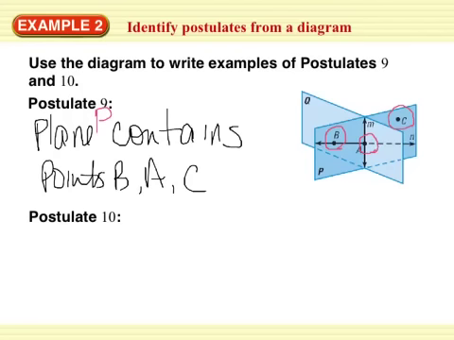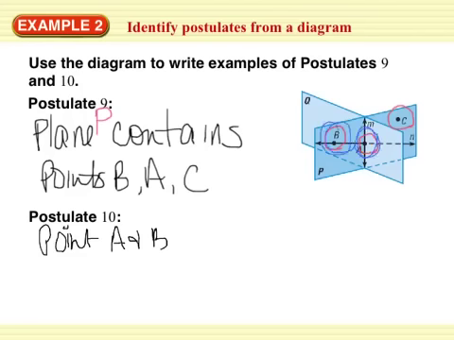Postulate 10. If you go back one, let's see what postulate 10 says. If 2 points lie in a plane, then the line containing them lies in the plane. Alright, so looking at this diagram, if I have 2 points lying in a plane, then the line containing them lies in the plane. So I have point, let's write that right, point A and B. You can circle that in blue. Point A and B lie in plane P.